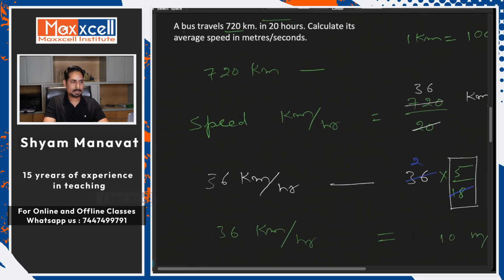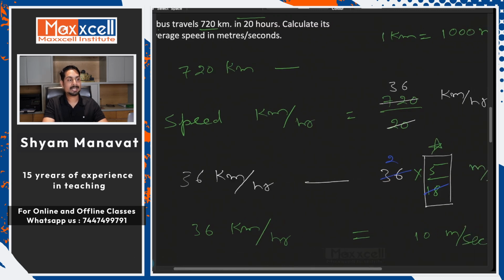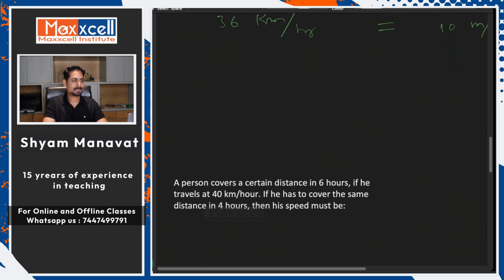What is the objective of this question? The objective of this question is to remember the number by which you multiply to convert kilometer per hour into meter per second. Okay. Great.